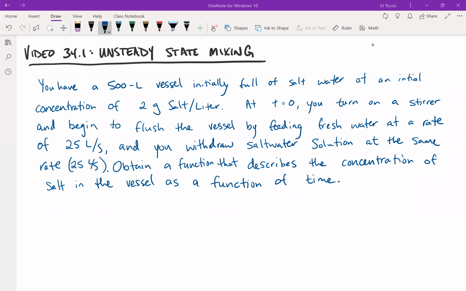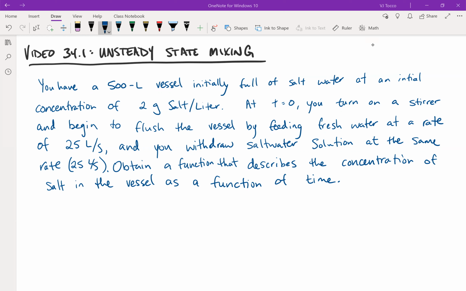Welcome back to Material and Energy Balances. This video will focus on unsteady state mixing problems, which will require the use of coupled unsteady state material balances. The best way to learn about this type of problem is to just do an example problem, I think.